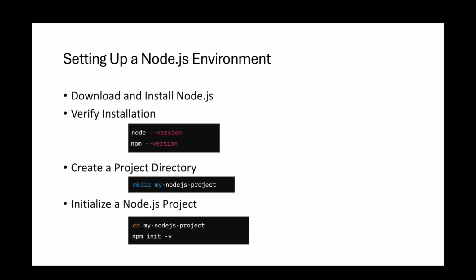Create a project directory. Create a new directory for your Node.js project using the md command. md my-nodejs-project. Initialize a Node.js project. Navigate to the project directory and initialize a new Node.js project using the following command. cd my-nodejs-project, npm init. This command will generate a package.json file with default settings for your project.